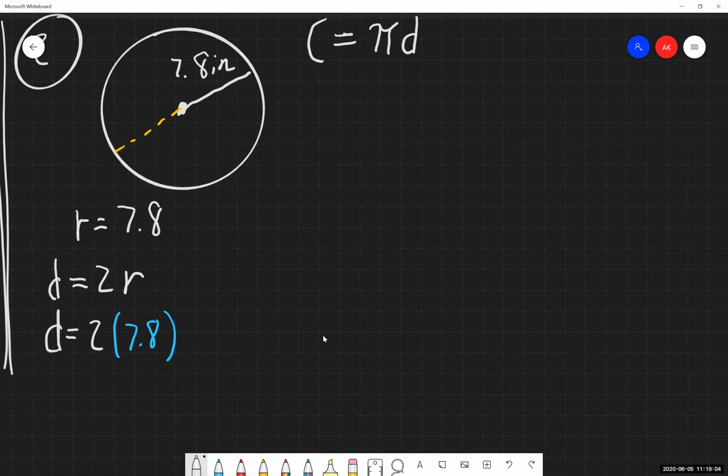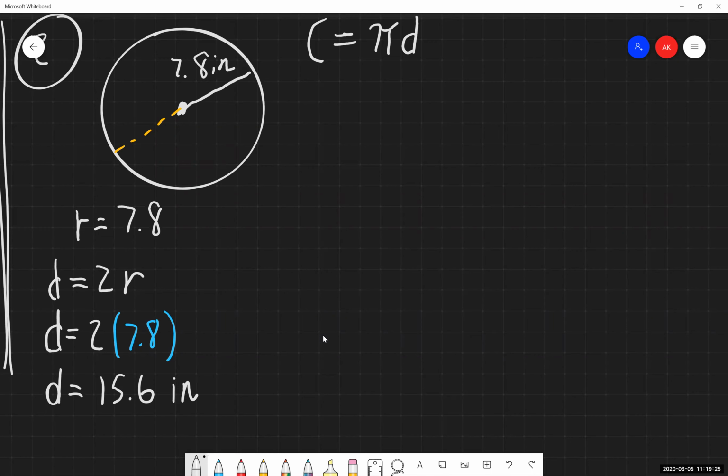So the diameter of this thing is actually going to be, and I'm plugging this into just a graphing calculator off to the side. You can do these quick multiplications like this on the calculator. So our diameter for this thing is 15.6 inches.